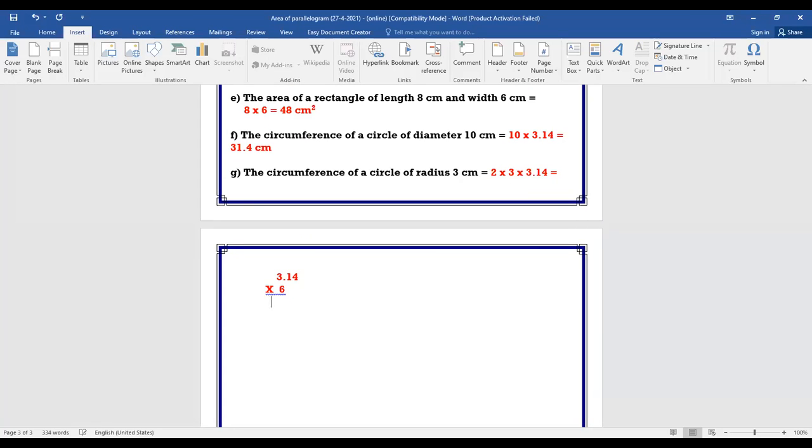6 multiplied by 4 equals 24. 4 and carry 2. Then 6 multiplied by 1 is 6, 6 plus 2 equals 8. And 6 multiplied by 3 equals 18. Decimal point after 2 digits. So this will be 18.84 centimeters.